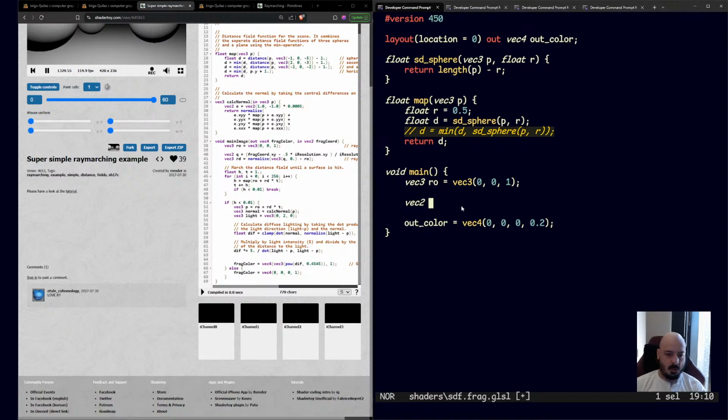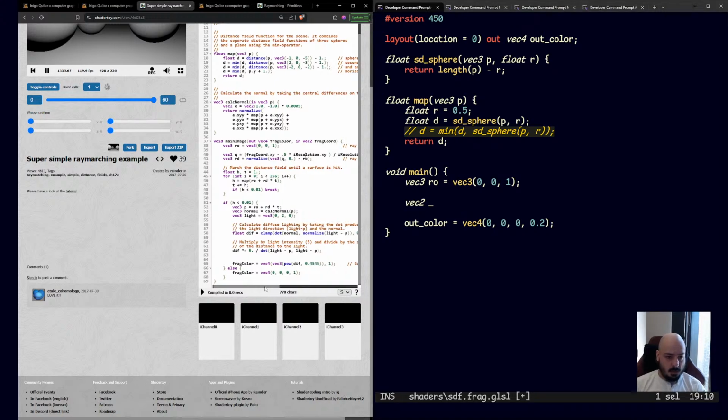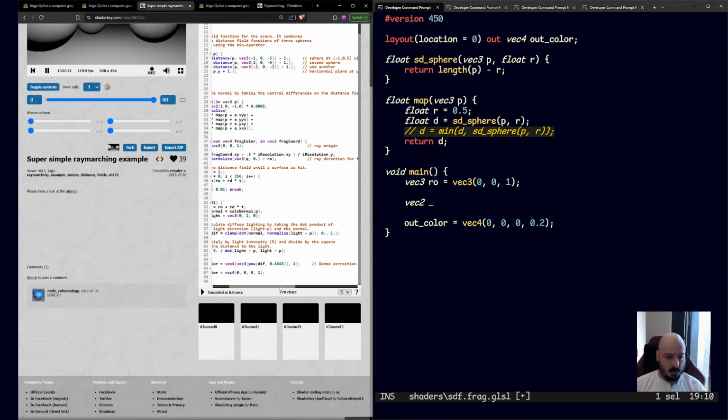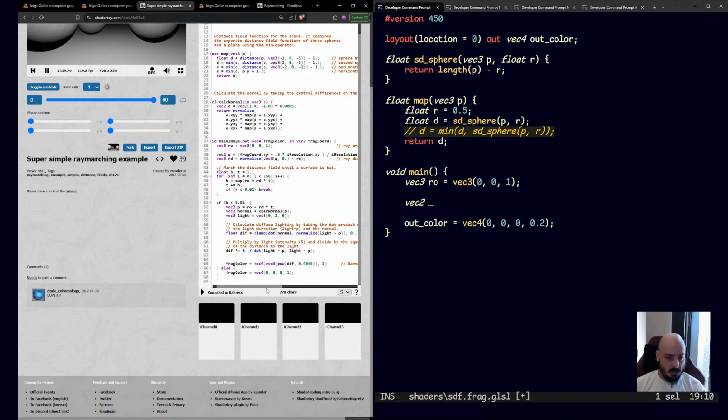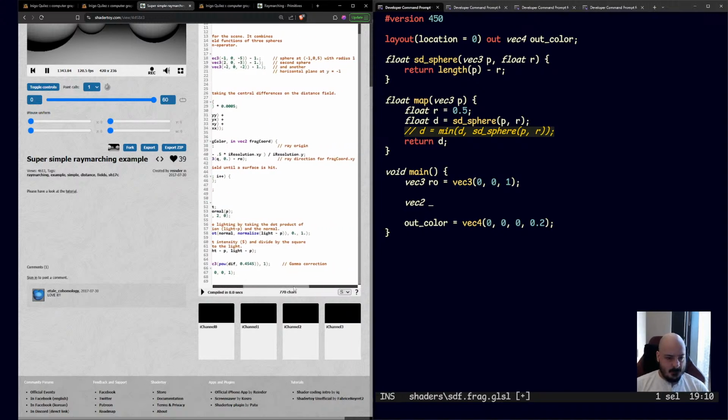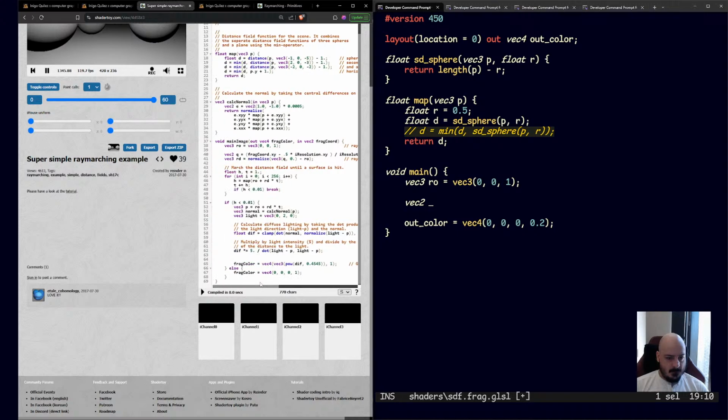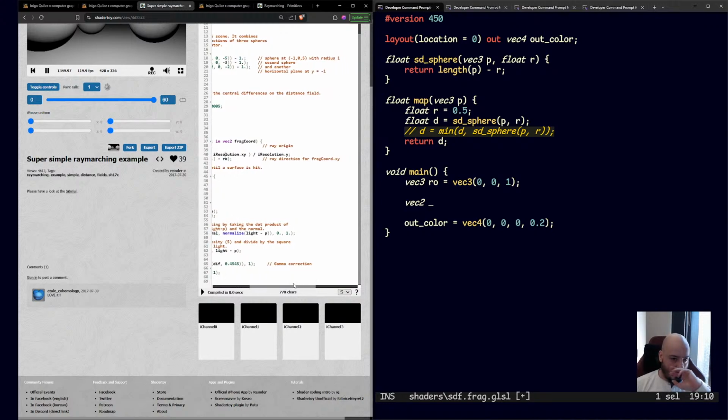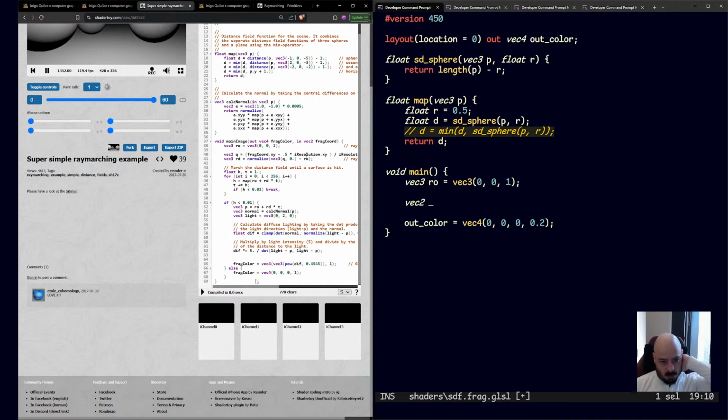I suppose I could do the same thing here. Why is it called Q? Where does he use it? He uses it in... yeah. The ray direction for the frag coordinate. Okay, I need to figure out what that means.